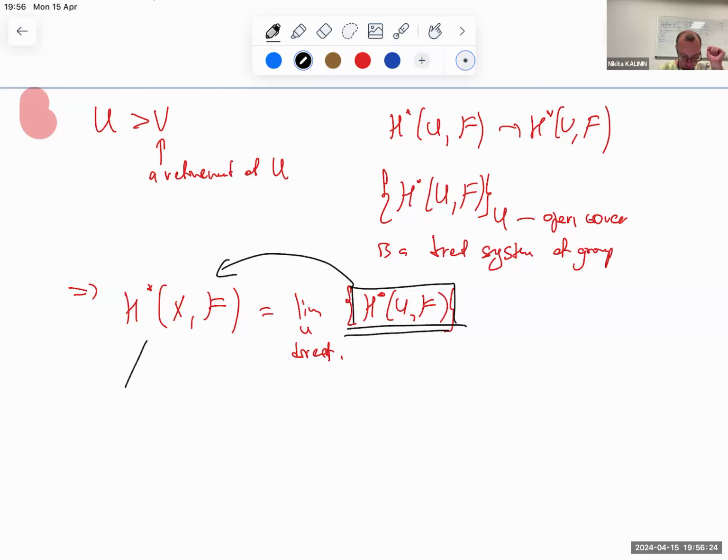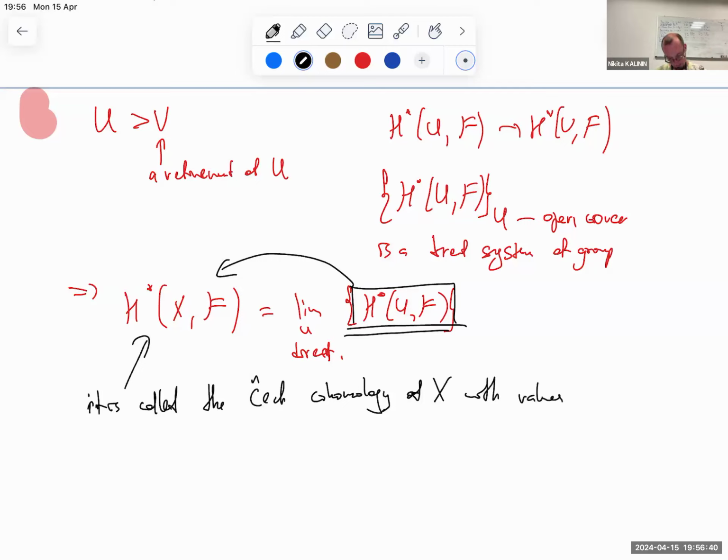So that's called, it is called the Czech cohomology of X with values in F.